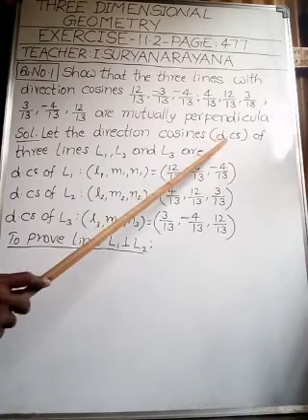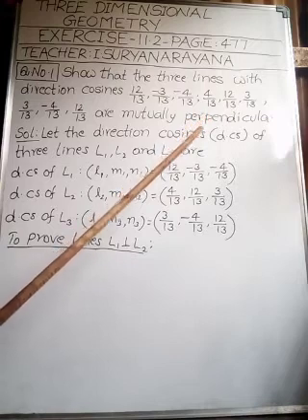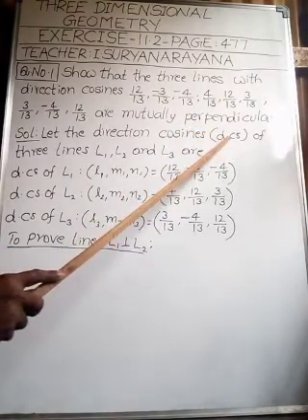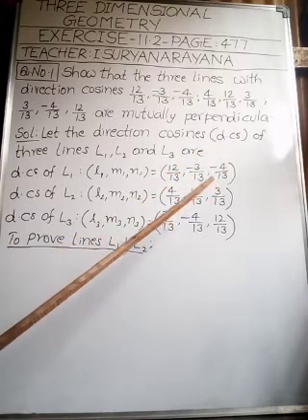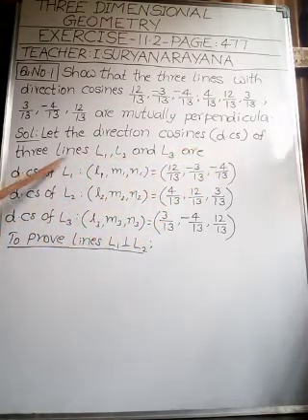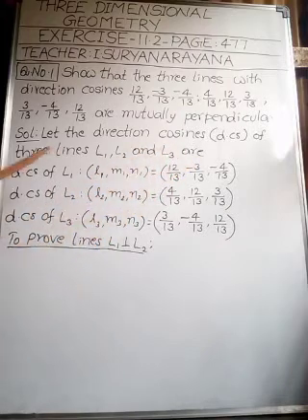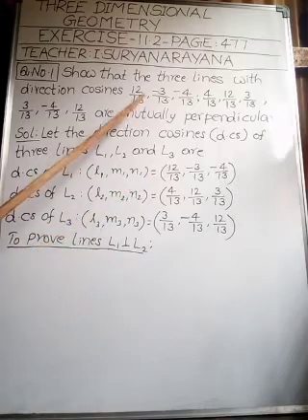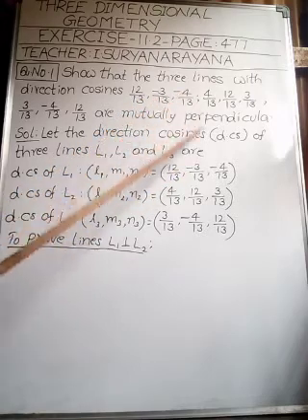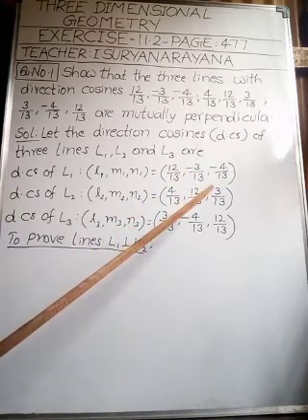Let the direction cosines, short form DCs. Remember this point, my children. In vector algebra and three-dimensional geometry, we write in the short form DCs. DCs denotes direction cosines of a line. So, direction cosines of three lines L1, L2 and L3 are: direction cosines of L1, ordered triplet (l1, m1, n1) is equal to (12/13, -3/13, -4/13). We wrote the ordered triplet of direction cosines of line L1.